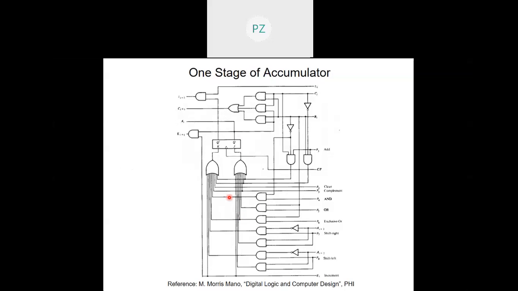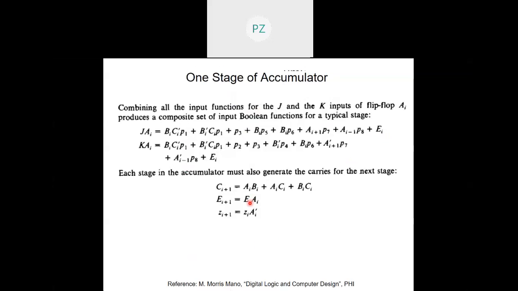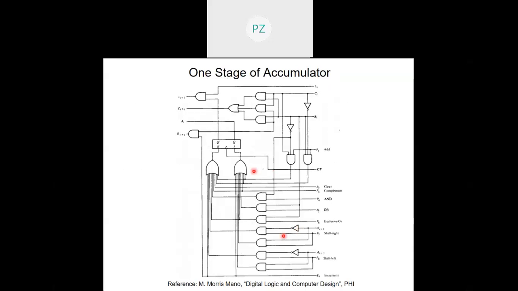Just realizing them in the form of a logical function, one stage of the accumulator I can get here. It essentially contains these design equations only, right? So these are the design equations that are embedded into this logic circuit, and this is the ith stage containing this. All this is the combinational part, right? This is the ith stage or ith bit of the accumulator, right?